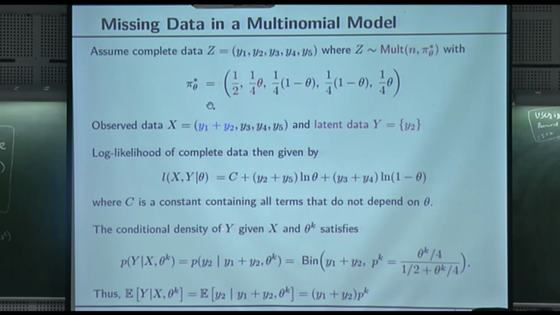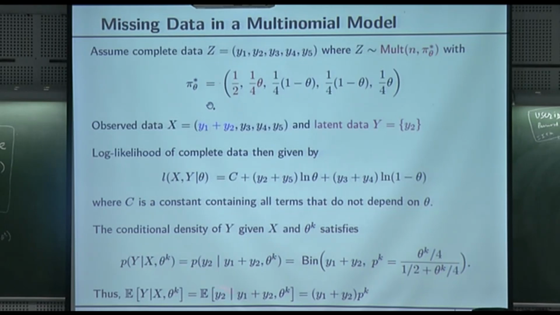What is the conditional value of y given x and theta? That is the distribution of y2 given y1 plus y2 and the current value of theta. Remember, y2 is missing, x is equal to y1 plus y2. So this conditional distribution just becomes: if I know the value of x, what is the distribution for y? It turns out that it's binomial with y1 plus y2 trials with this probability. What is this probability? The probability of y2 divided by the total probability. The probability of y2 is theta over 4. The total probability of y1 and y2 is just 1/2 plus theta over 4.